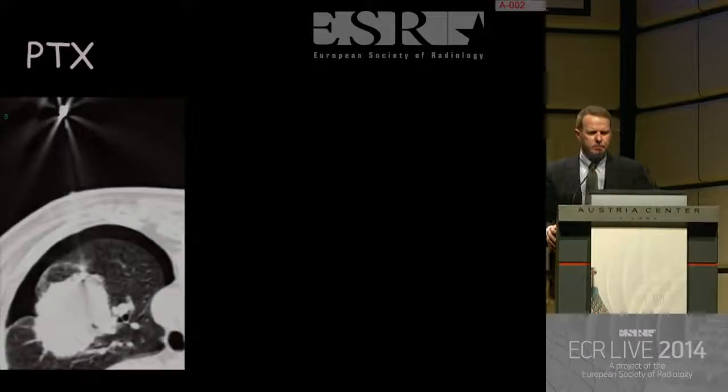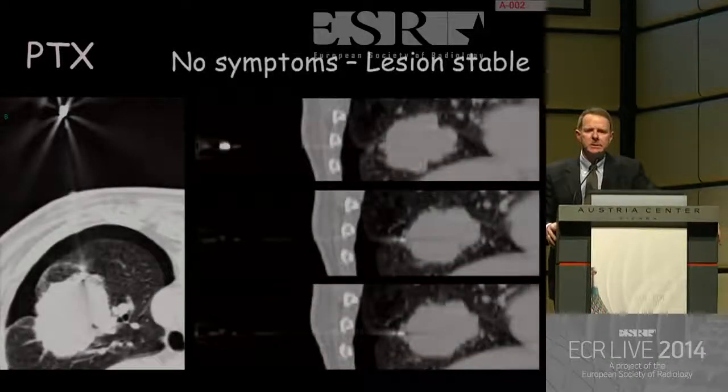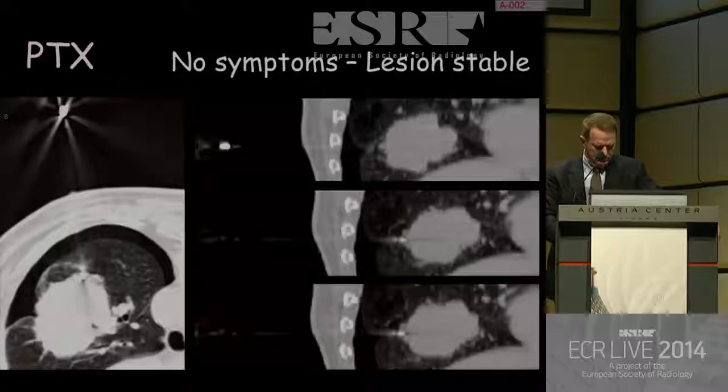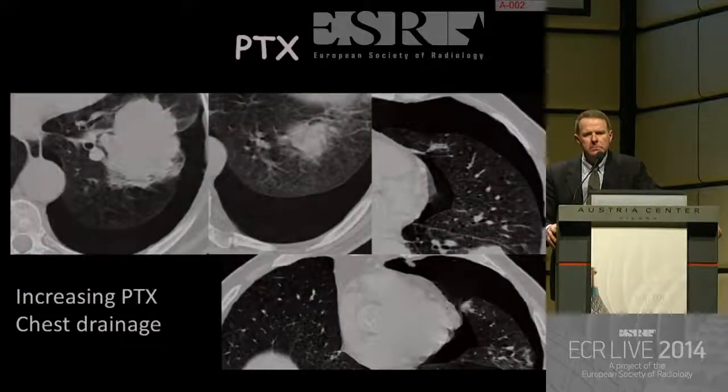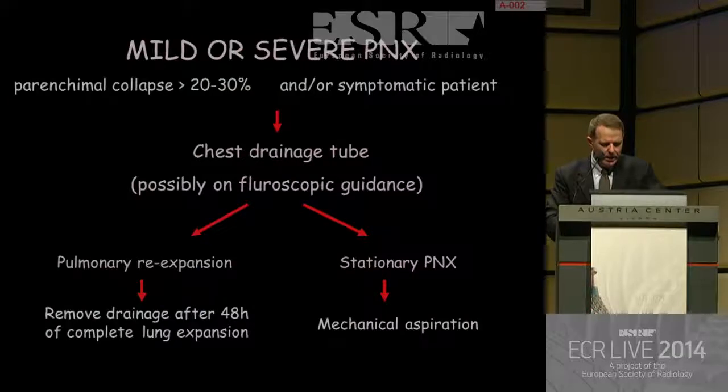This is a pneumothorax, for sure. No symptoms, the lesion is stable. What would you do? Would you finish the procedure? I think so. Now, it's increasing. You have done the biopsy, you have done the pneumothorax, now somebody has to treat this pneumothorax because it's increasing and the patient is rather symptomatic. So, possibly, you place the tube under fluoroscopic guidance, you or the surgeon. If you see pulmonary expansion, of course, you can discharge the patient. If not, you will have to start mechanical aspiration.